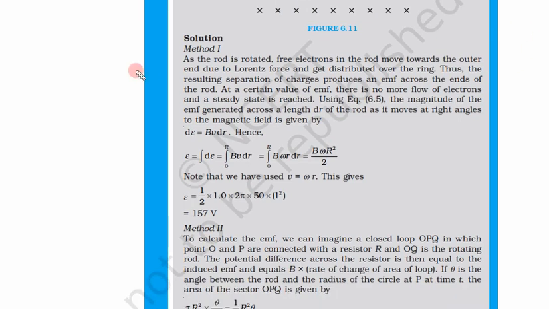So this is the first method. As the rod is rotated, free electrons in the rod move towards the outer end due to Lorentz force and get distributed over the ring. The resulting separation of charges produces an EMF between the ends of the rod.